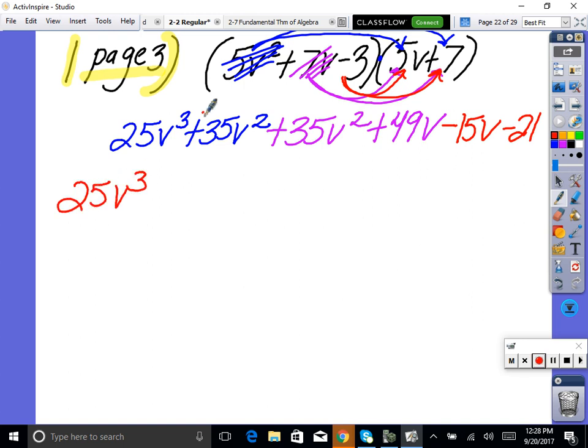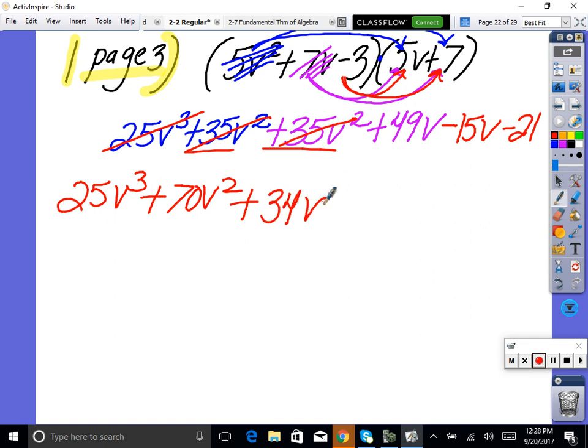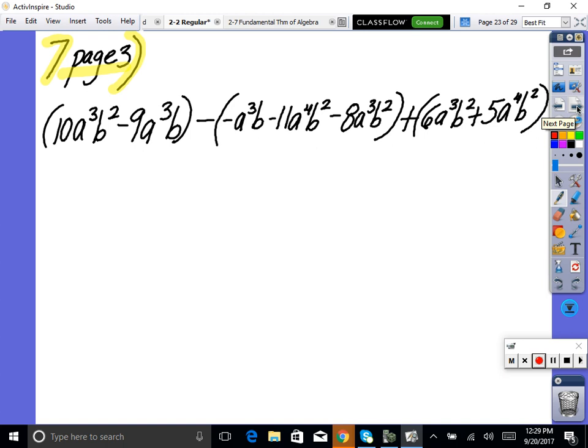25b cubed, no other b cubed. Cross it out. And then plus 35b squared plus 35b squared, plus 70b squared. And then we have plus, so 49b's minus 15b's is 34b's. And it's positive. That's a lot of things. A lot of times people will just mess up in one place. Make sure you're paying attention to positive versus negative. Minus 21. And done, right? Cool.